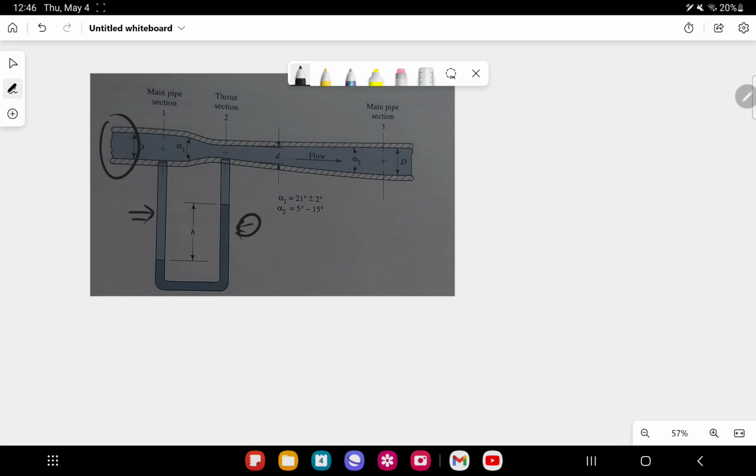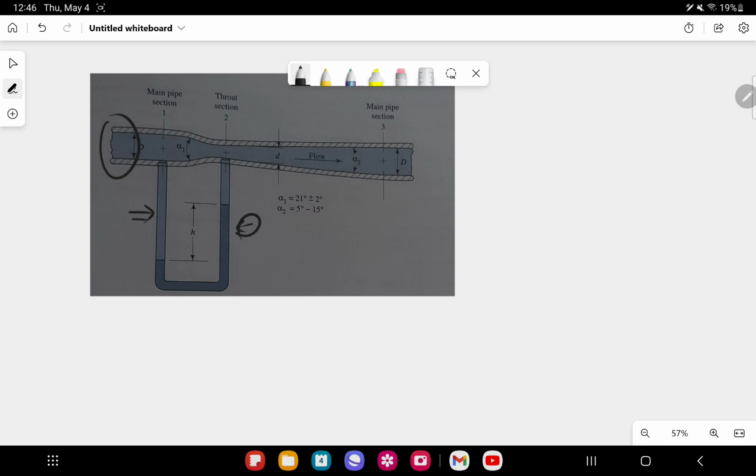Alright folks, now fluid enters the pipe with velocity v1, and as it begins to enter the throat section of the pipe, the velocity of the fluid increases as the cross section area decreases.